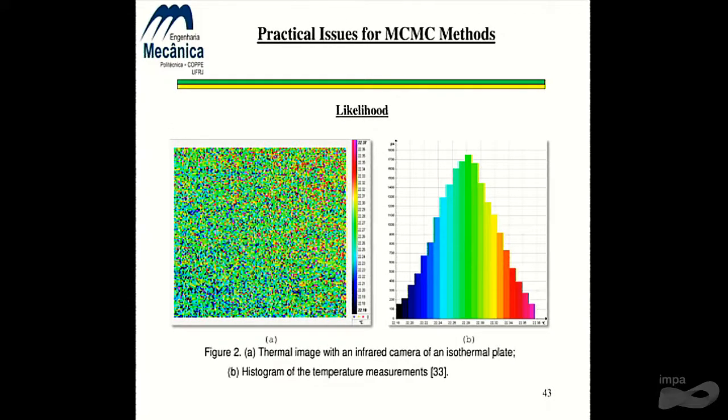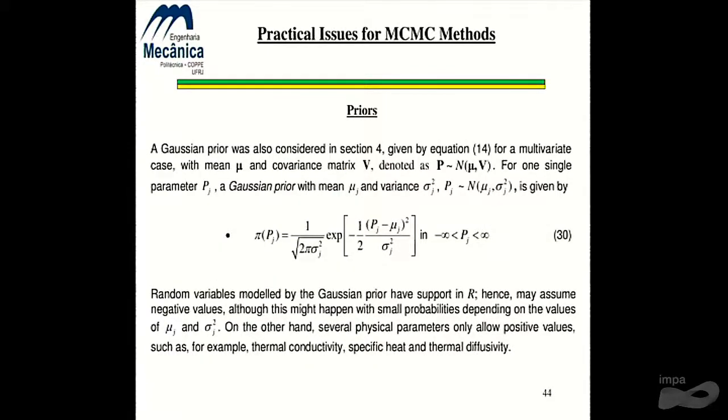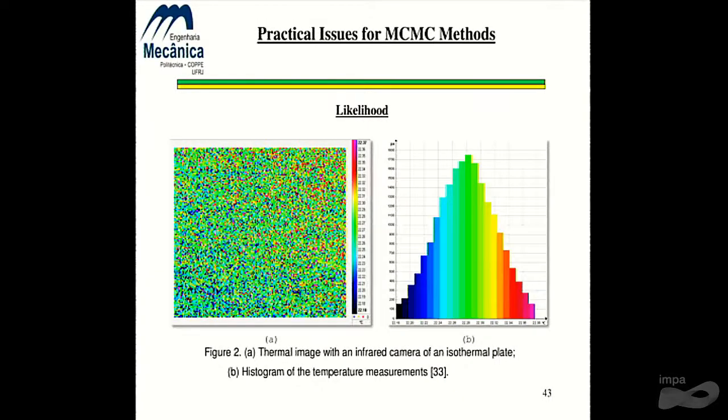Also, for example, thermocouples, where you take local measurements of the temperature, the errors of thermocouples can be fairly approximated by a Gaussian distribution. But this might not be the case. Okay, so this is a Gaussian distribution, I'm sorry, this is the likelihood.